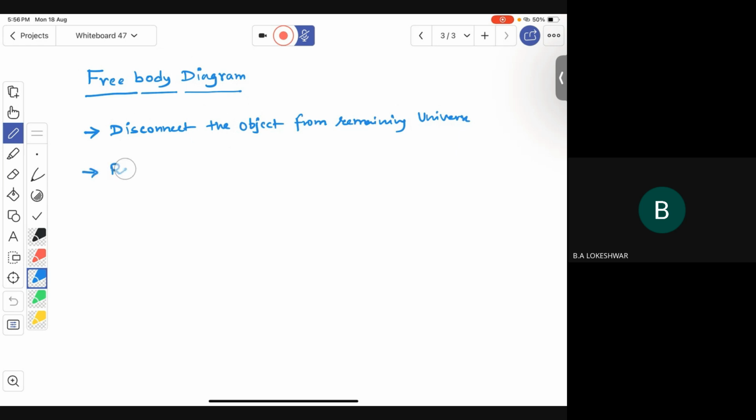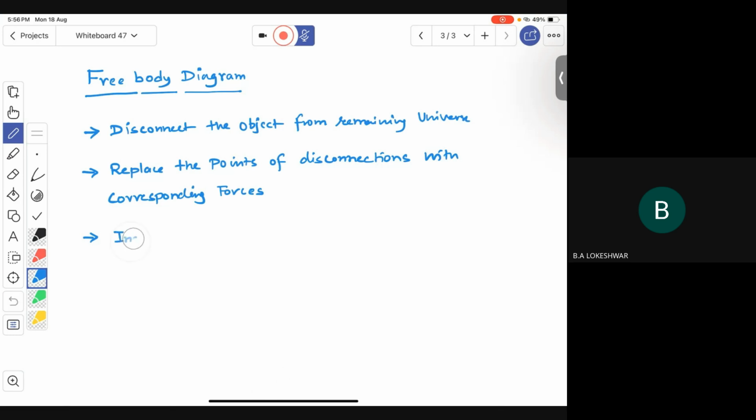Replace the points of disconnection with corresponding forces, meaning whatever forces were acting at those points of disconnection. Just write down the points. Once I discuss a particular example, then only you will understand what this point really means. And then indicate the direction of motion and acceleration.